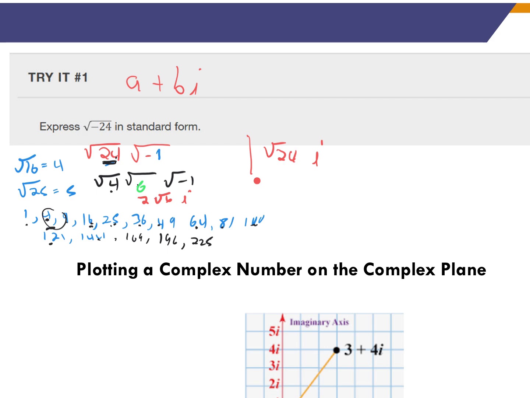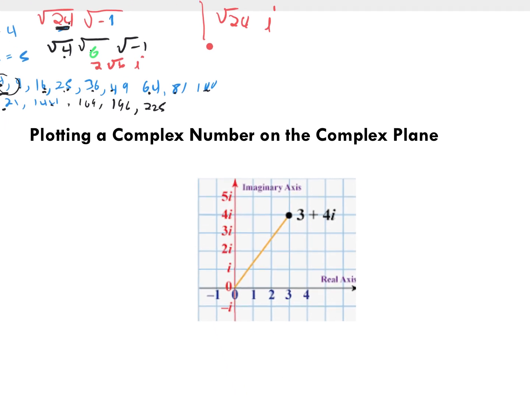Plotting complex numbers on the complex plane. This is hard in the sense it's hard to visualize it. That yellow line that you see is actually 3 dimensions. You need to picture it like this. You've got your y-axis, got your x-axis, and in reality, this is coming. Like I'm going to pretend I'm looking at it from a different angle. It's actually coming out. It's 3 dimensions.